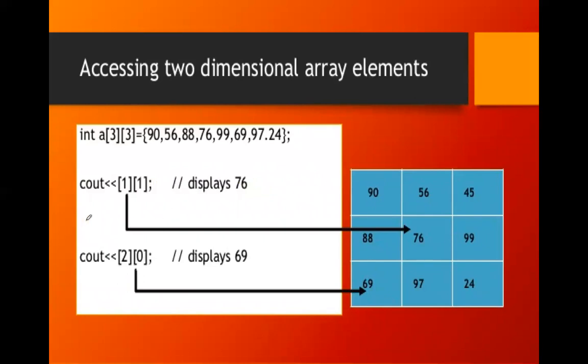Okay, so suppose I want to access a of 1 1, I need to mention a of 1 1. So a of 1 1 means what? It is the first row, first element, that means the second element. Is it the 0th row? It is the first row. Okay, this is the first row, and it is the 0th element. It is the first element.